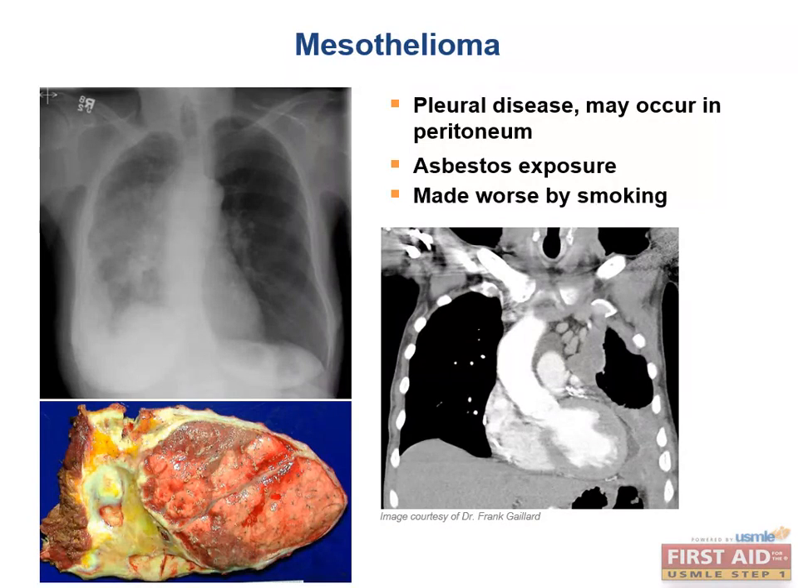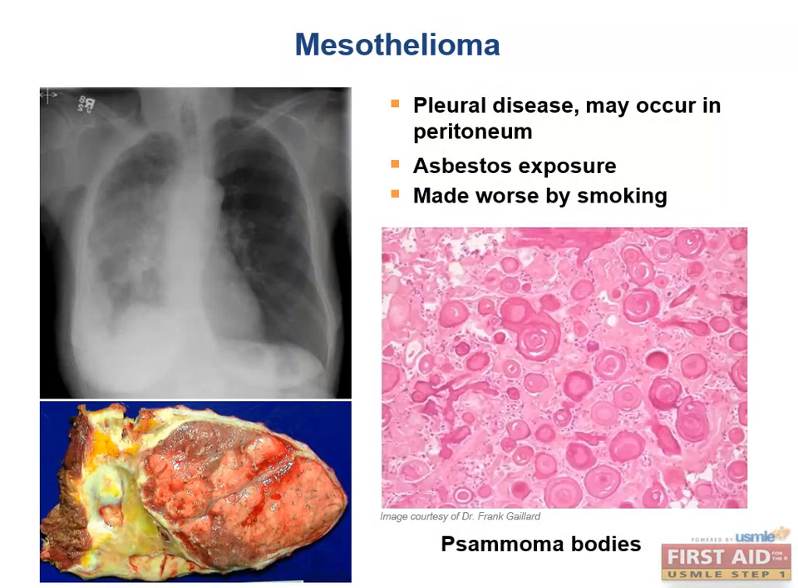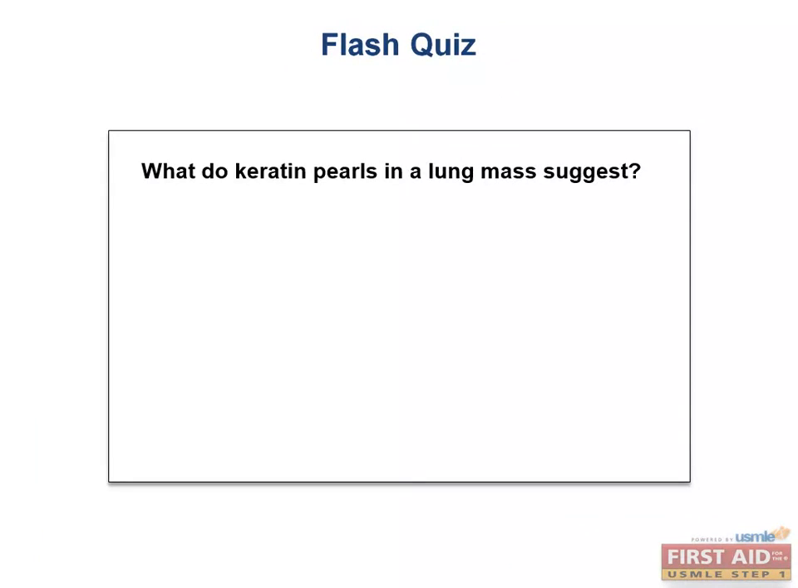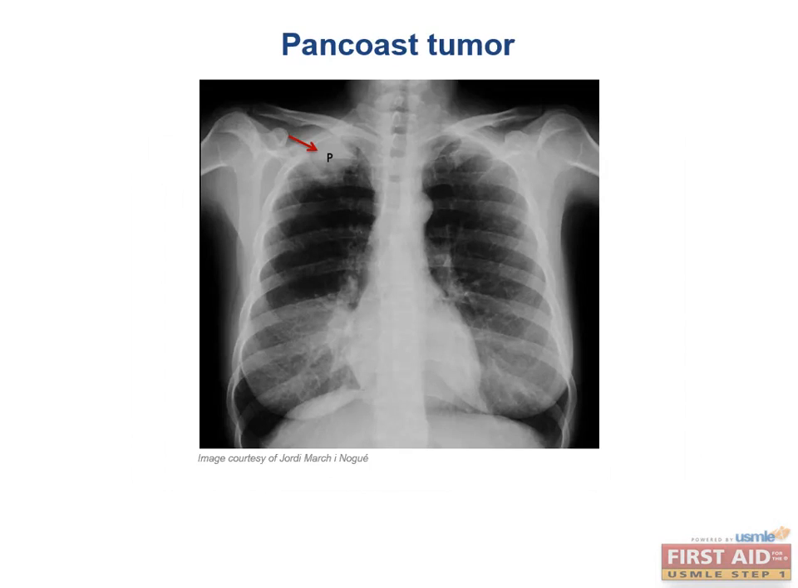You can see the extensive pleural mass with contraction of the left hemithorax. On histology, you'll see psammoma bodies, which are laminated calcifications. These happen to be examples of psammoma bodies from meningioma, but they look very similar. Let's have a flash quiz. What do keratin pearls in a lung mass suggest? Squamous cell carcinoma.